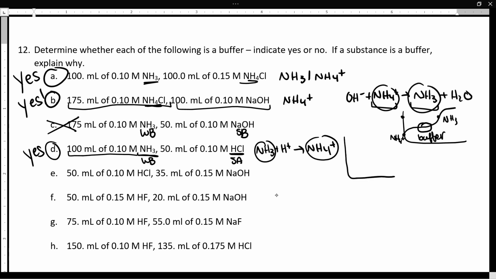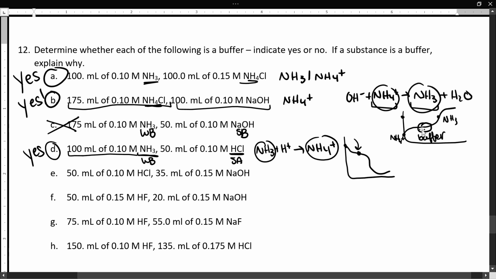So what's happening here is you're starting with pure weak base, and it's like you're titrating it to the half equivalence point. So that's another way you can make a buffer, by titrating a weak acid to the half equivalence point or titrating a weak base to the half equivalence point. All right, E is not a buffer. It's a strong acid and a strong base.